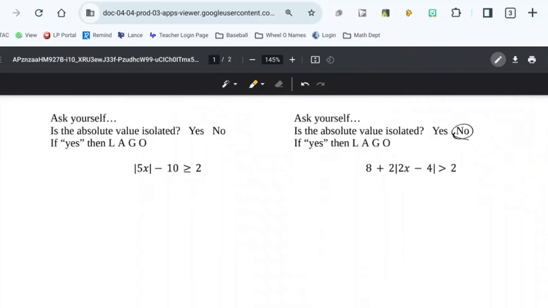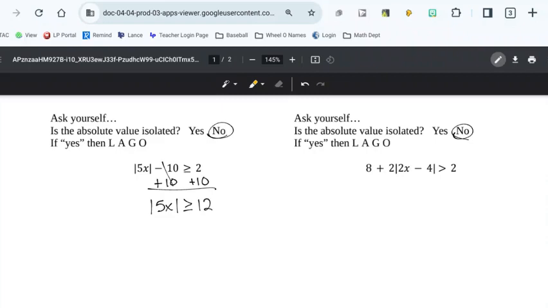Ask yourself, is the absolute value isolated? This is the first time where we say no. We have that absolute value of 5x minus 10. So we have to get rid of that minus 10 before we can ask ourselves, is it an and or an or problem using Lago? We cross that off. We have the absolute value of 5x is greater than or equal to 12.